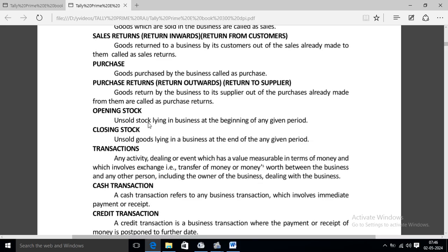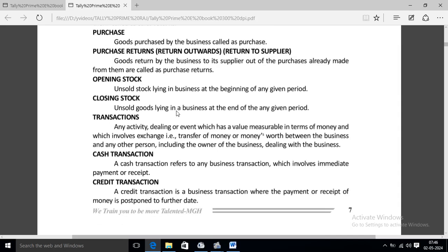Opening stock. Unsold stock lying in the business at the beginning of a given period, that is called opening stock. Closing stock. Unsold goods lying in a business at the end of any given period are called closing stock.